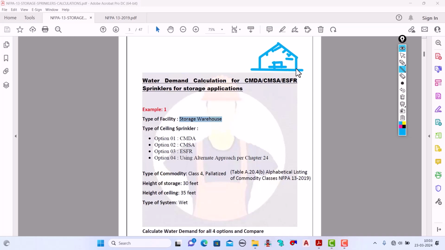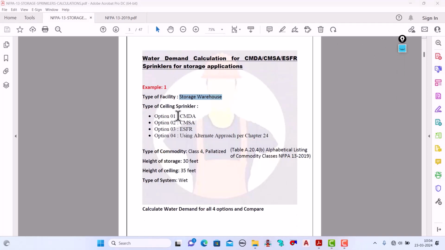So we use two types of sprinkler. One is the ceiling type sprinkler, and if the material is stored on a rack, one side rack, two rack system, we have to use the ceiling sprinkler as well as the rack sprinkler. Firstly I will explain about the ceiling sprinkler.